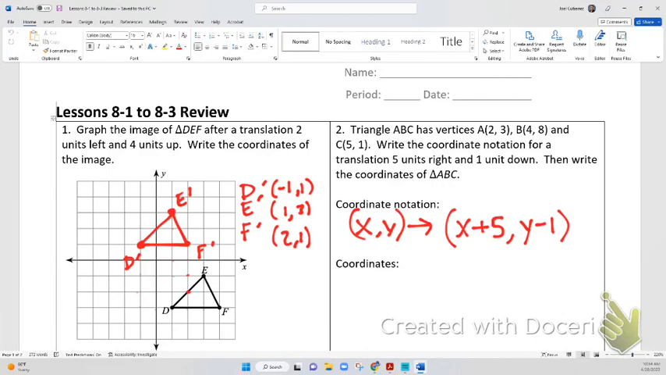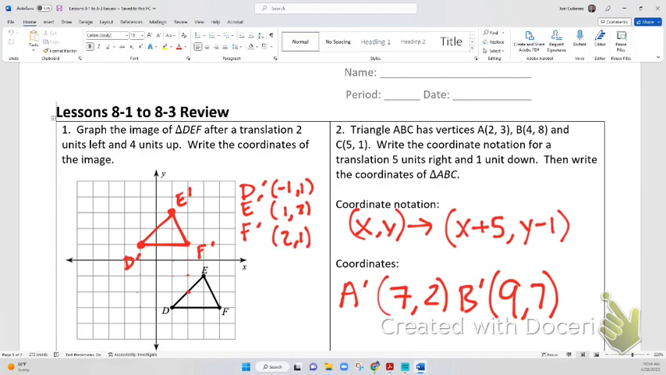You need to know the coordinate notation before being able to put the new coordinate points. The new coordinate points, pretty easy from here. Okay? So you take your A prime. Originally, the x value was at 2. If you add 5 to it, 2 plus 5 makes 7. For the y value, your original y was 3. If you take away 1, that gives you 2. So there's your new A prime. For B prime, it's simply 9 for the first value, 7 for the second.